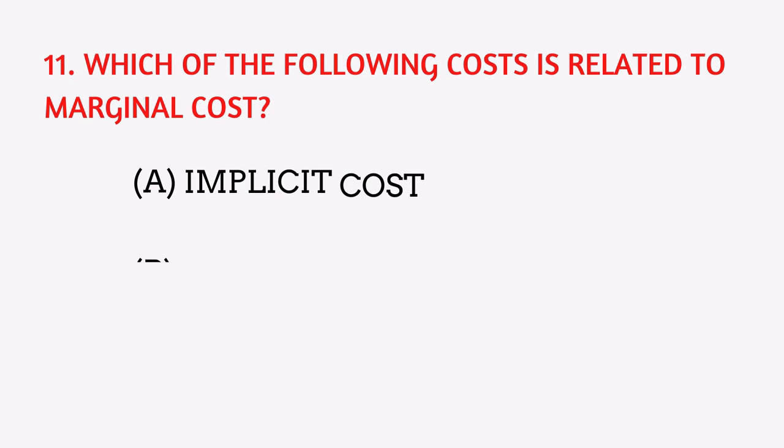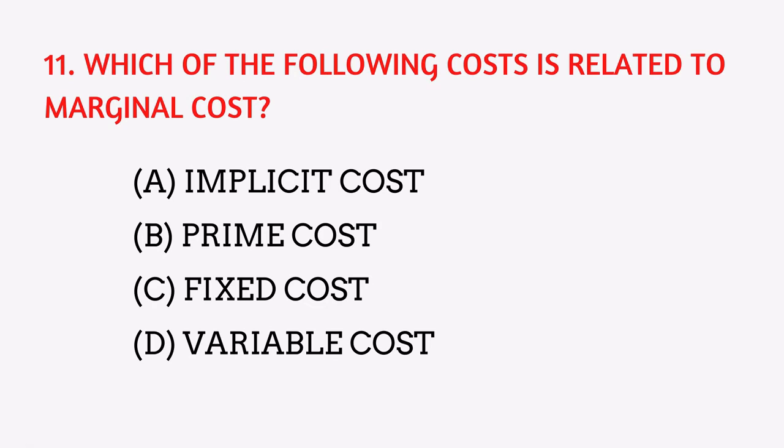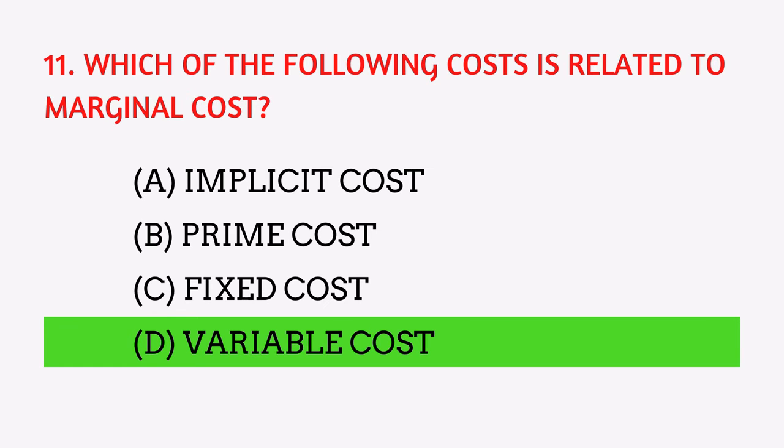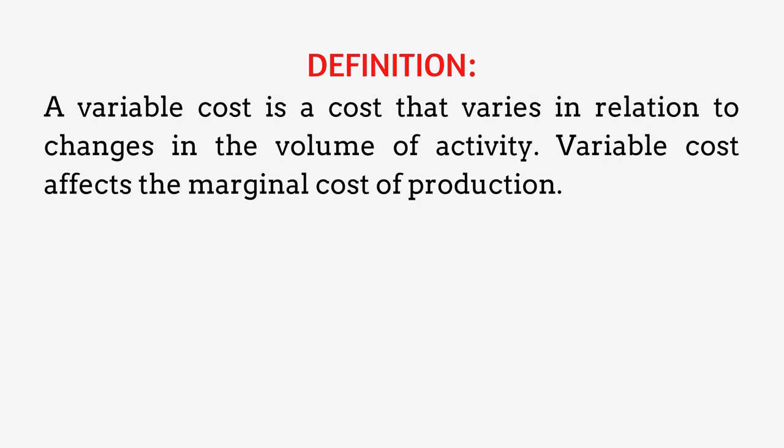Which of the following costs is related to marginal cost? The answer is variable cost. A variable cost is a cost that varies in relation to changes in the volume of activity. Variable cost affects the marginal cost of production.